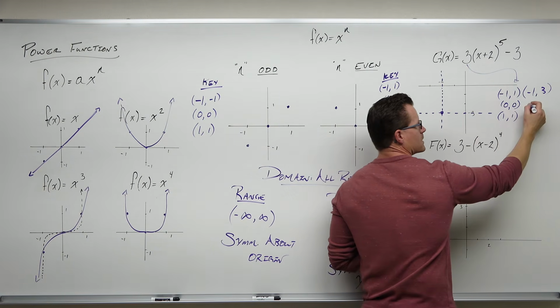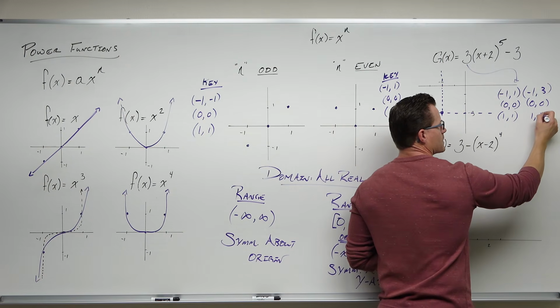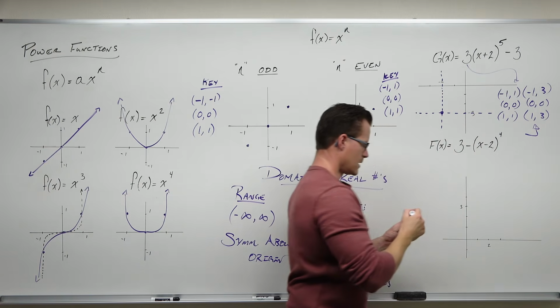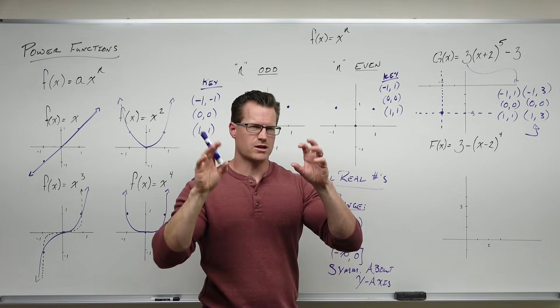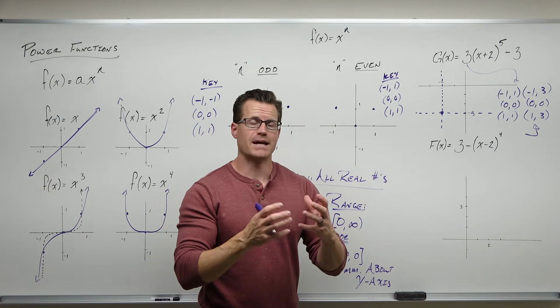1 times 3 is 3. 0 times 3 is 0. 1 times 3 is 3. And if we graph these key points from our new, shifted xy axis, we're going to get a power function that's been shifted.